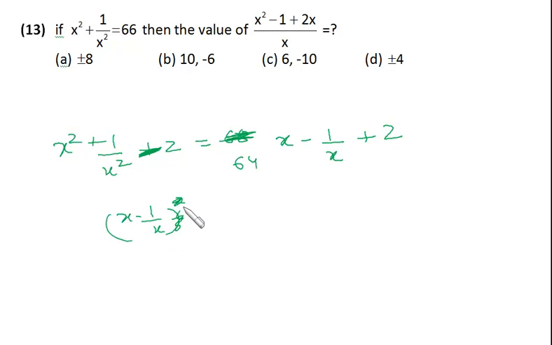So this is actually plus minus 8. If you take 8, 8 plus 2 is 10, one value, and minus 8 plus 2 is minus 6, the other value. So 10 and minus 6. Pretty simple.